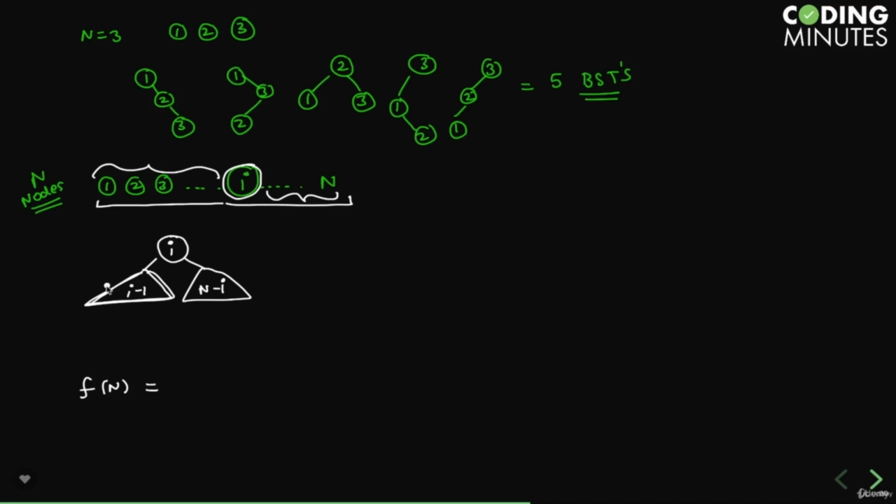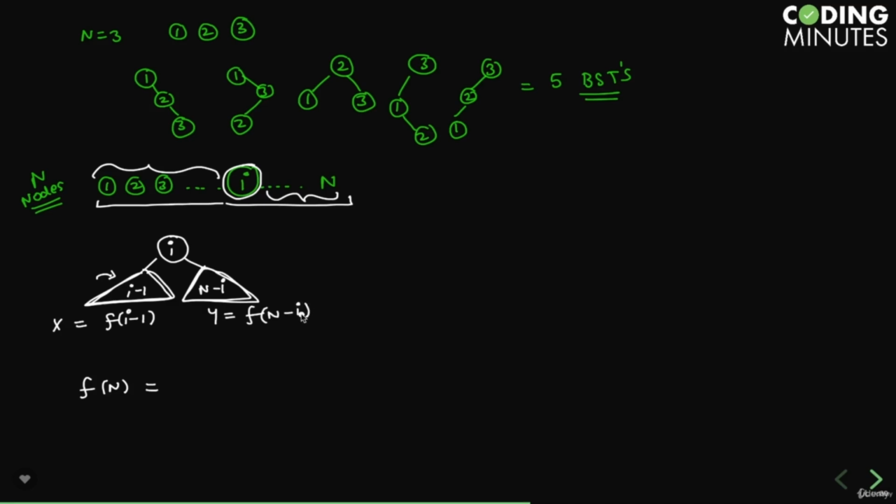So if this left subtree has i minus 1 nodes, in how many ways can we form BSTs in the left part? Let us say that is going to be f of i minus 1. Now let us say this value is going to be x. What is the number of different BSTs that we can form for the right subtree? Since we have n minus i nodes, this value is going to be f of n minus i.